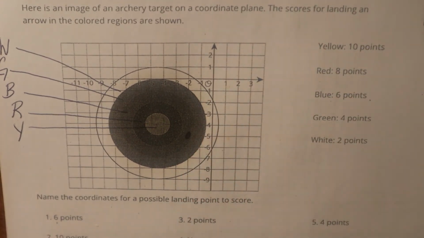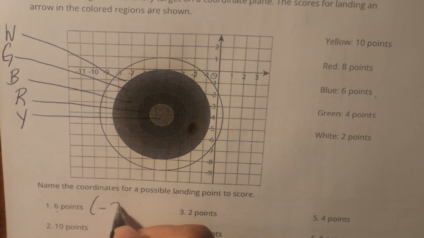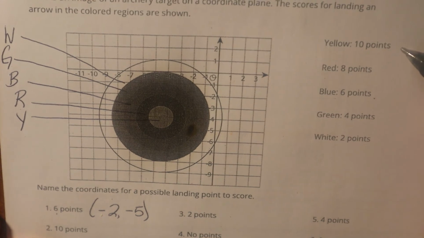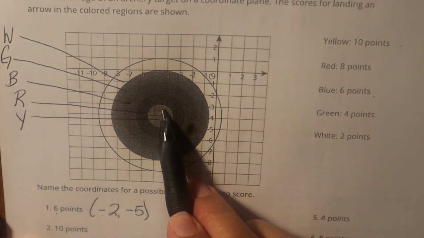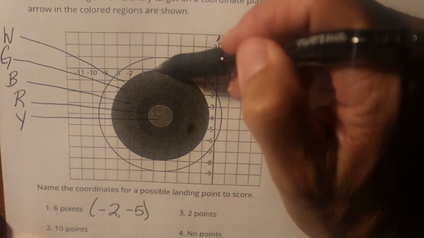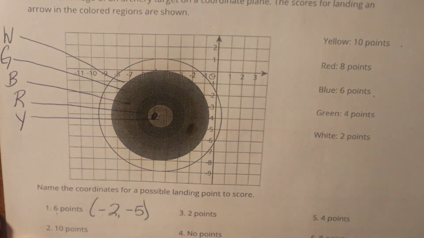Don't know if you guys can see that really well because it's kind of dark on dark. Do my best. So what I did is I went to -2, -5. My second point, oh, 10 points. Must have scored a bullseye. It's put me right in the yellow. That's what 10 points are worth. So I'm going to come over to -5 and I'm going to come down to -4. It's going to put me right inside that yellow.